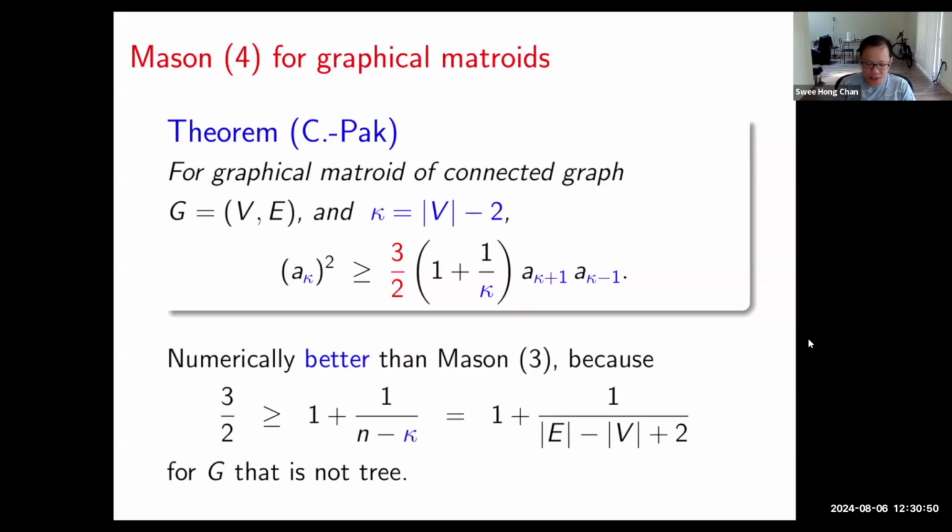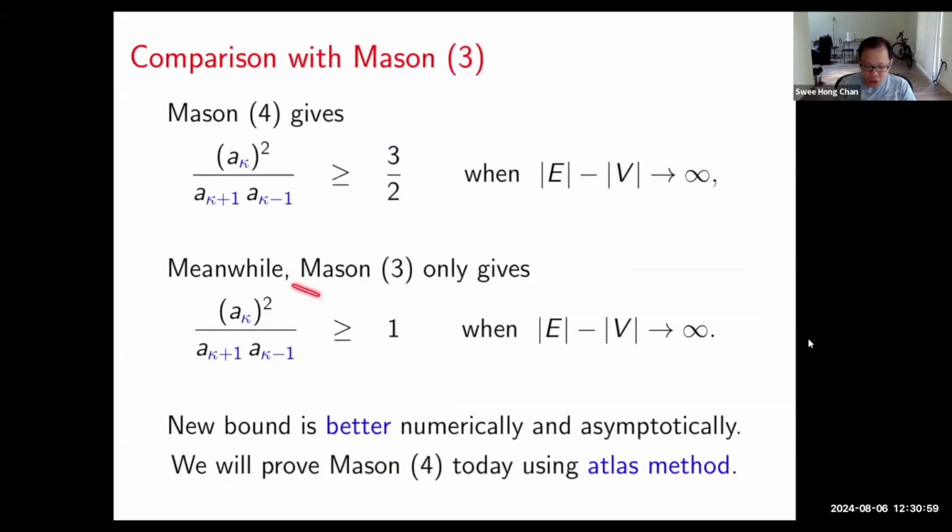First is, of course, because 3 over 2 is better than 1 plus 1 over n minus k. But even not accounting for that, for Mason 3, if you take the limit as your graph goes to an infinite graph, the constant that you will get is equal to 1, while for Mason 4, the constant you get is 3 over 2. So it is a strict improvement from the asymptotic perspective. Okay. And today we are going to prove Mason 4 by using Atlas.